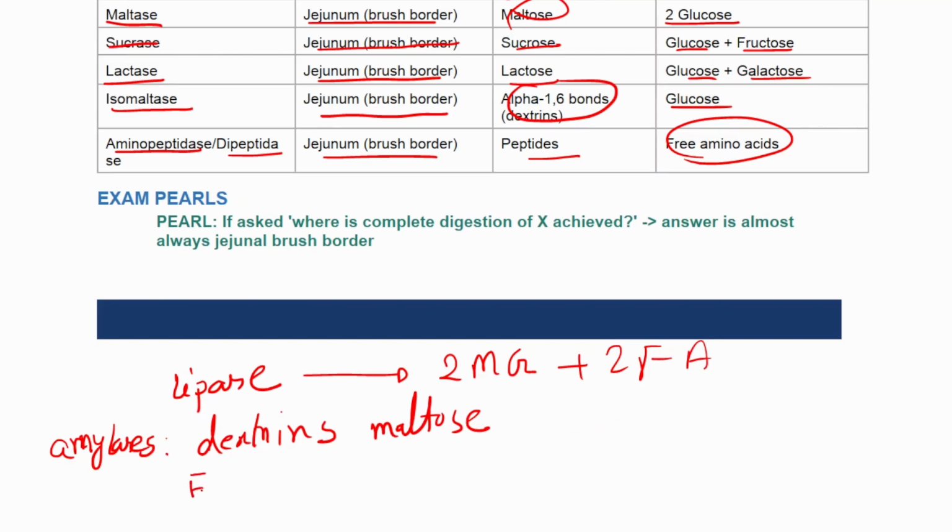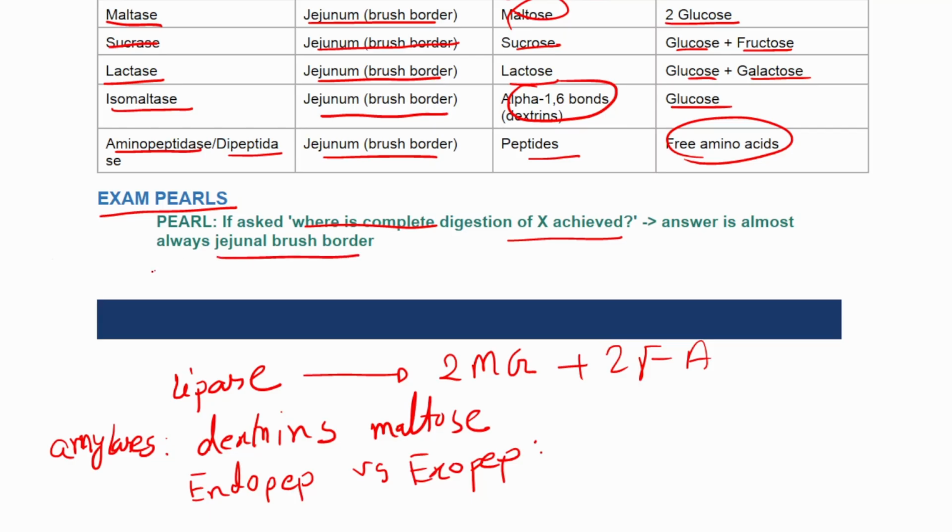When comparing endopeptidases and exopeptidases, be careful not to confuse the specific products of these proteases. The trap lies in mixing up their targets. Trypsin and chymotrypsin cut internally to yield smaller peptides, whereas carboxypeptidase acts as an exopeptidase on C-terminal residues to yield true free amino acids. Now, as established in our exam pearls, if you're asked on IMAT, where is complete digestion of X achieved? The high-yield answer is almost always the jejunal brush border.